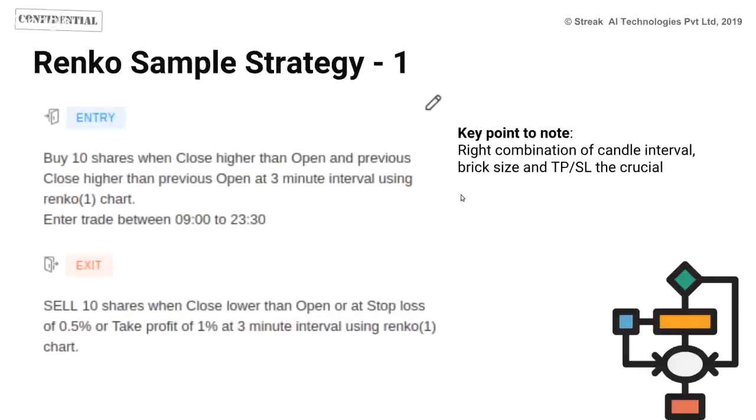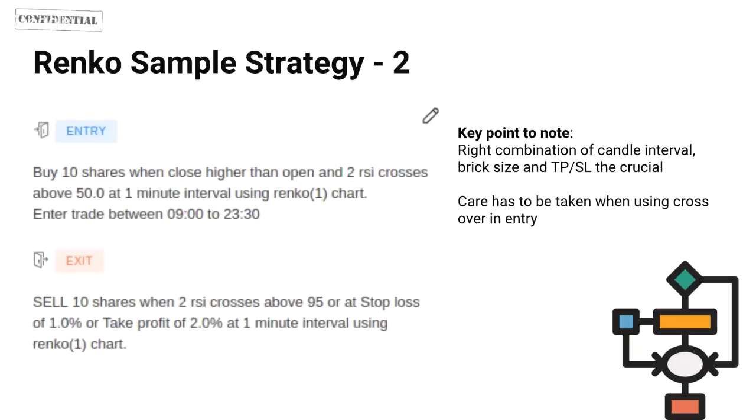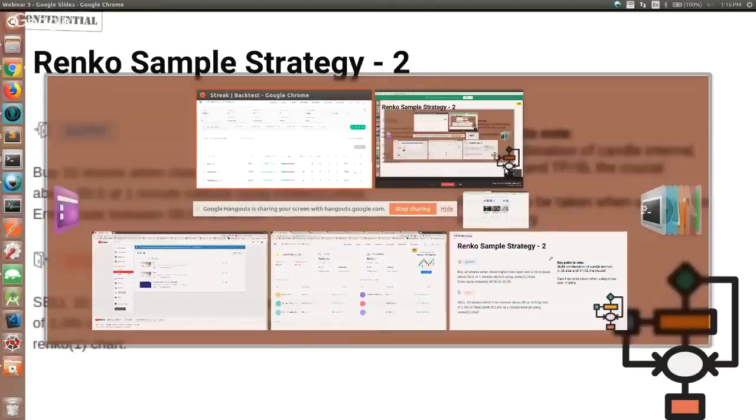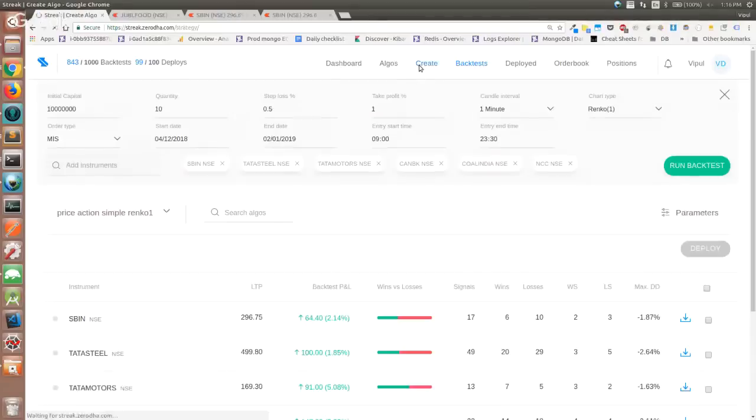So key points to note: the right combination of candle interval, brick size, take profit and stop loss are very crucial when using Renkos, be it any kind of strategy. Here I've just written that for price action. Now strategy 2 is going to be a momentum based strategy with Renko, for those people who want to use momentum indicators with Renko. I'll cover that in this strategy, right?